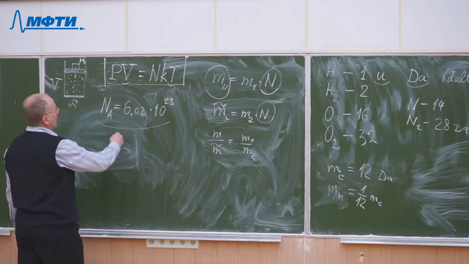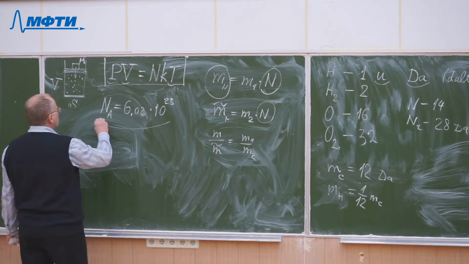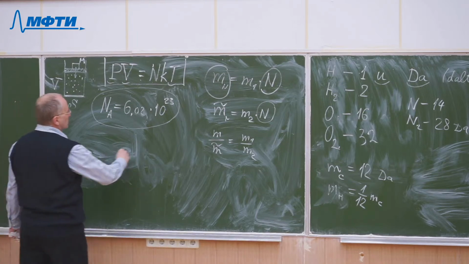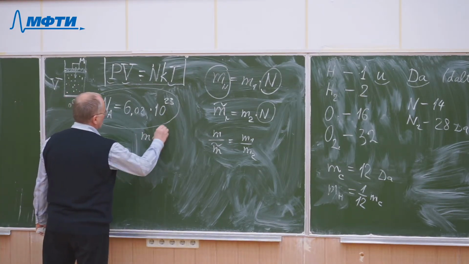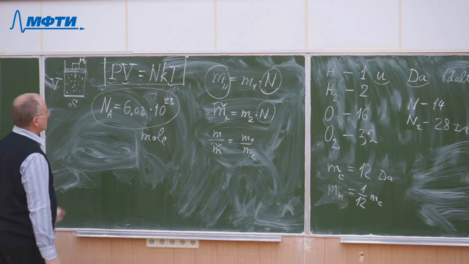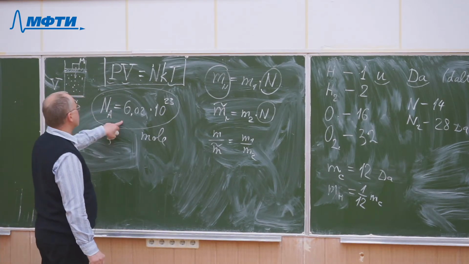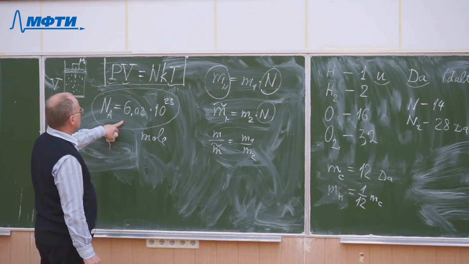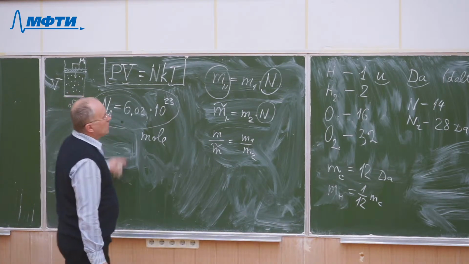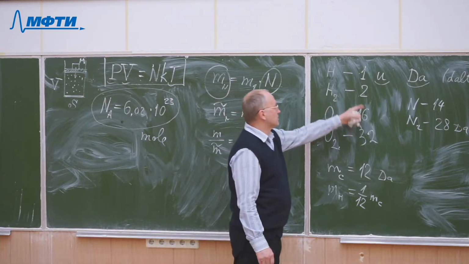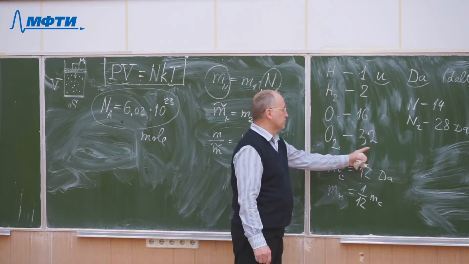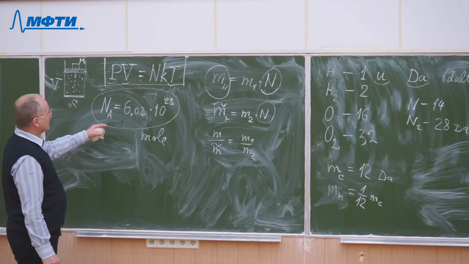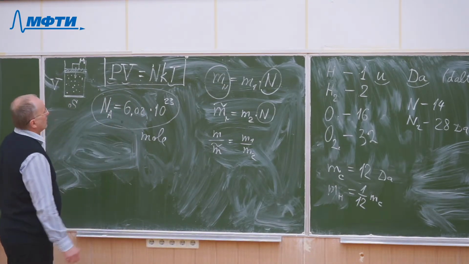The amount of substance which contains this number of molecules, the Avogadro constant number of molecules, is called 1 mole. So 1 mole of hydrogen is 2 grams. 1 mole of oxygen is 32 grams. And all these amounts of substance contain the same number of molecules.